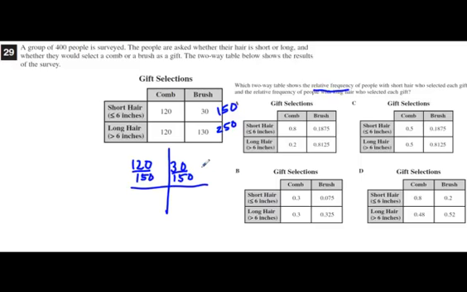So I'm just rewriting the table. 120 with long hair chose a comb out of the 250, and 130 chose a brush out of the 250. And now we just divide. So I can cancel those, and I'm going to make this shorter. 12 divided by 15 is going to be 0.8. Cancel the zeros. 3 out of 15 is a fifth, so 0.2. Okay, down here, cancel. 12 out of 25 is going to be 0.48. Cancel these. So 13 out of 25 is 0.52. I'm just dividing to make decimals out of them.